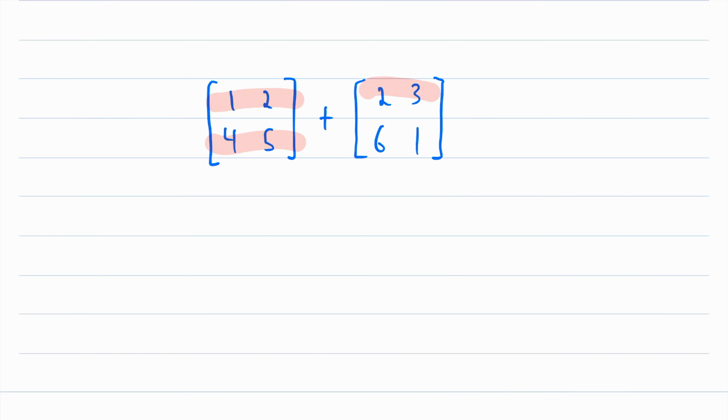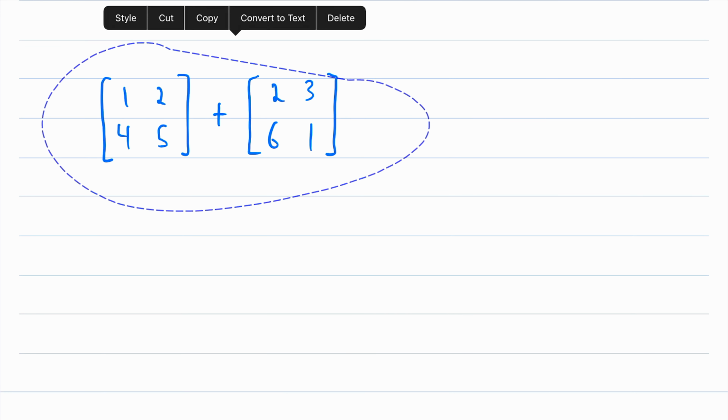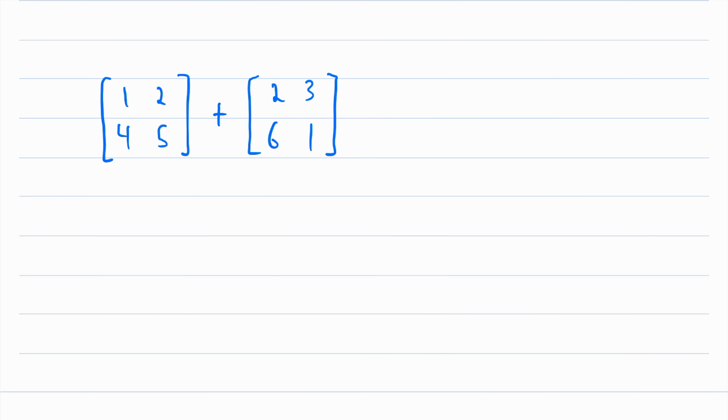Now let's see how we add matrices when they have the exact same dimensions. Here are two 2 by 2 matrices. Since they have the exact same dimensions, we can add them together. They are both 2 by 2 matrices. They have 2 rows and 2 columns. So we can add them. Let's go ahead and do just that. As it turns out, adding 2 matrices is a very simple process. Like I said earlier, all we need to do is add the corresponding entries.